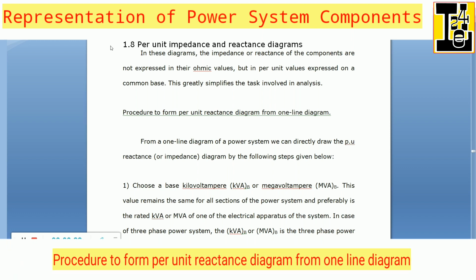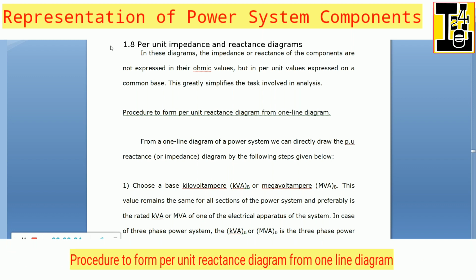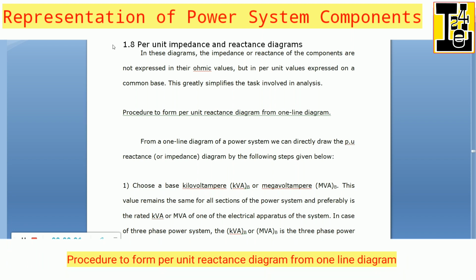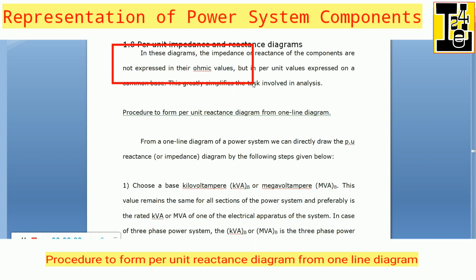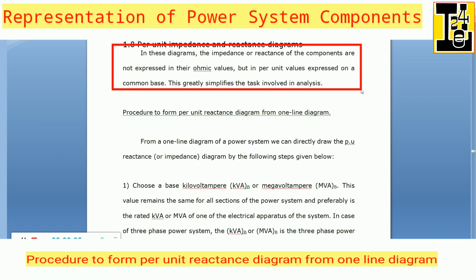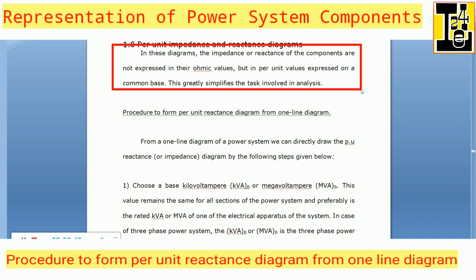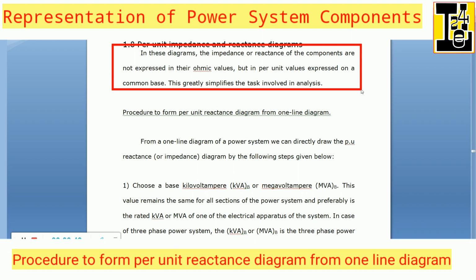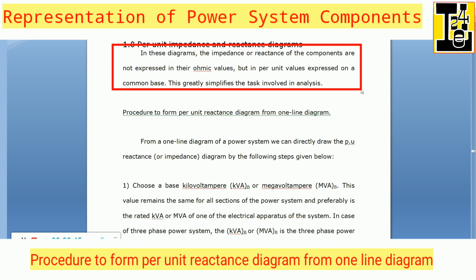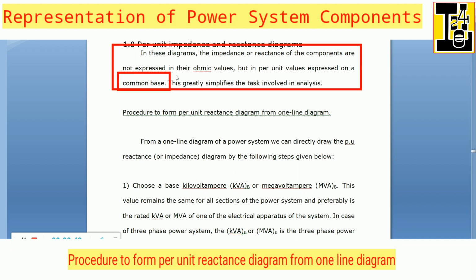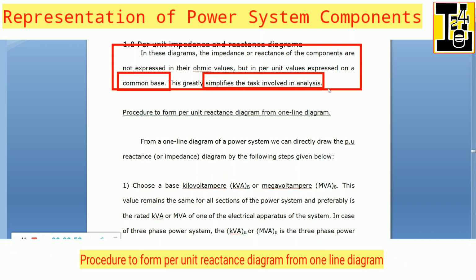So in this video I will be telling how to obtain the per unit impedance diagram and per unit reactance diagrams. In these diagrams, the impedance or reactance of the components are not expressed in their ohmic values, but they are expressed in per unit values expressed on a common base. So this greatly simplifies the task which is involved in the analysis of the power system.